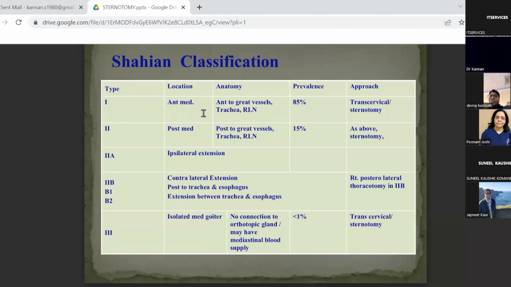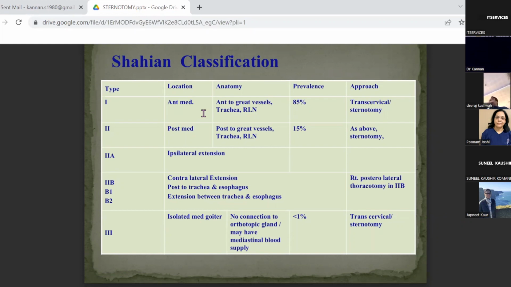So, okay, let's proceed. If it is type 1, it's in the anterior mediastinum. It's the simplest of the retro-sternal goiters. You have the great vessels posterior to it, trachea, recurrent laryngeal nerve posterior to it. Most of them would come out from the neck. And what are all the difficulties? We'll go to it later.